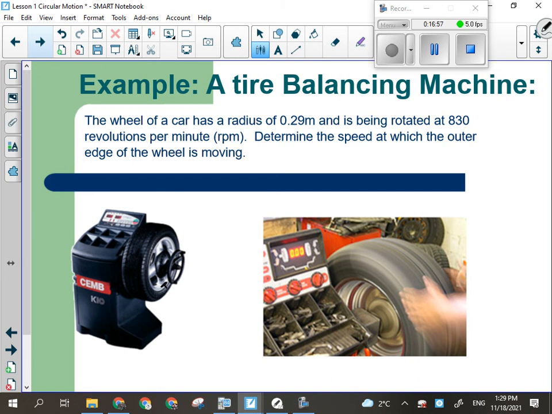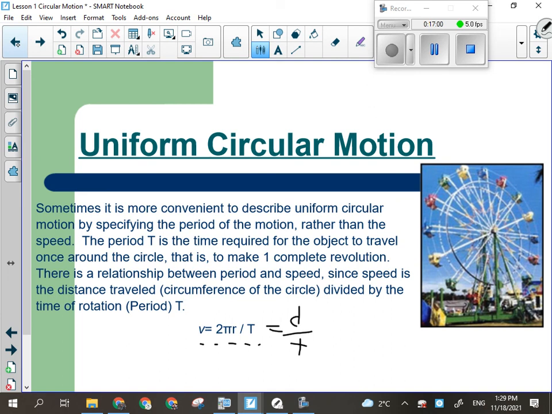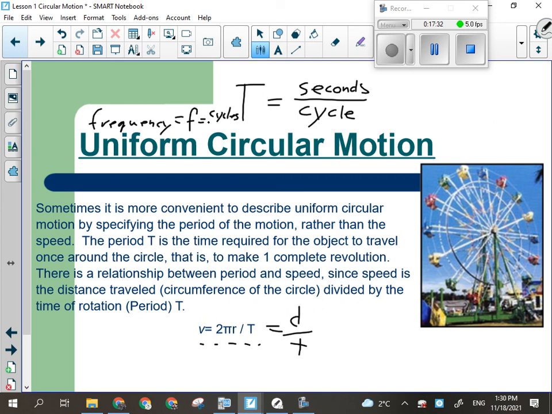Now, the other thing we haven't talked about yet is this relationship about period. Period is the number of seconds for one cycle. So it's always listed as a unit of time, either seconds or minutes or hours. But there's something that's like period, but it's its inverse. And that's frequency. Frequency, which is just little f, is cycles per second.